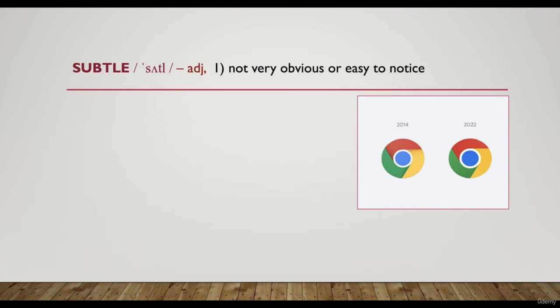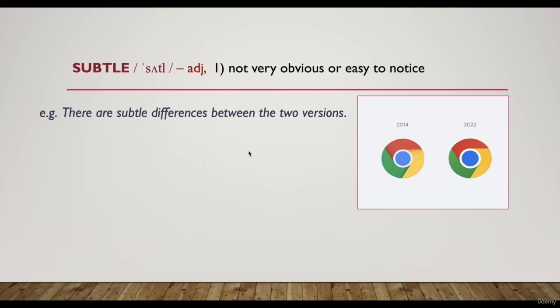The next word is subtle. Subtle is the American pronunciation, and in British English you can hear subtle, with the t sound very clearly. And it means not very obvious or easy to notice. So it's something that is not easy to see.